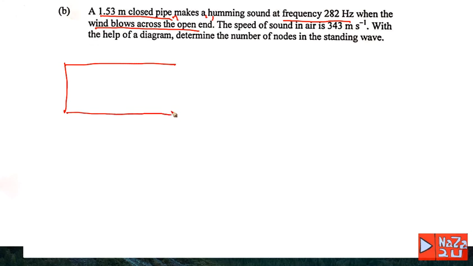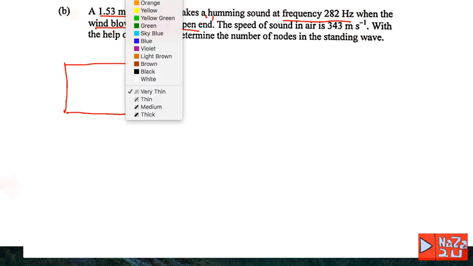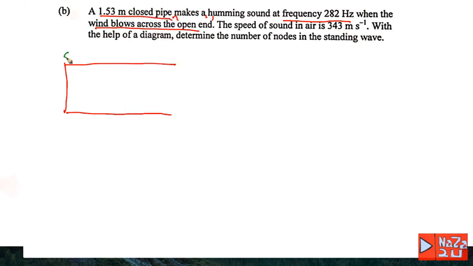So for the situation, the length of the closed pipe is given as 1.53 meters, and the speed of sound is constant at 340 meters per second, and the mean frequency is 282 Hz.